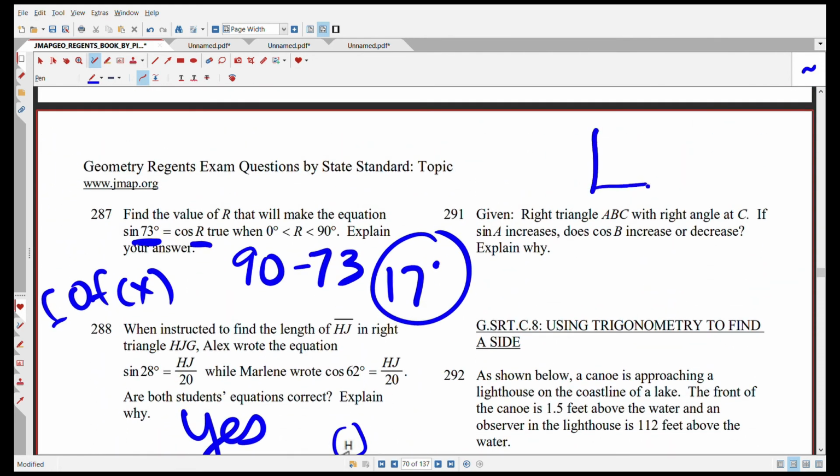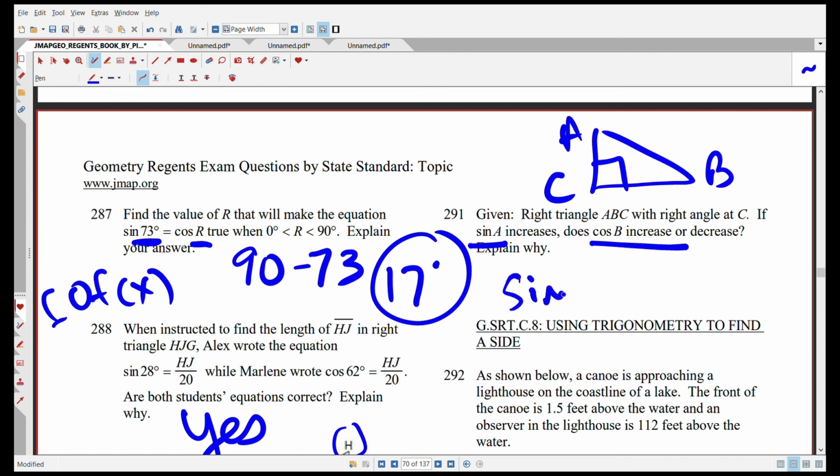Now here, right triangle ABC with right angle at C. If sine of A increases, what about the cos of B? Well, they're the same value, right? If the sine of A is equal to the cos of B, so if sine goes up, then the cos has to also go up.